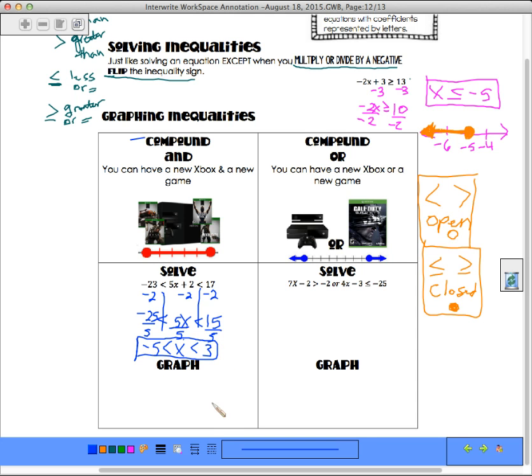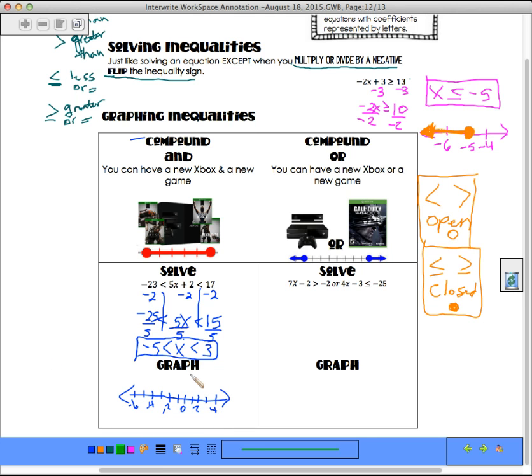So I'm going to draw my number line. I need it to go at least from negative 5 to 3. So let's go negative 6, negative 5, negative 4, negative 3, negative 2, negative 1, 0, 1, 2, 3, 4, and so on.